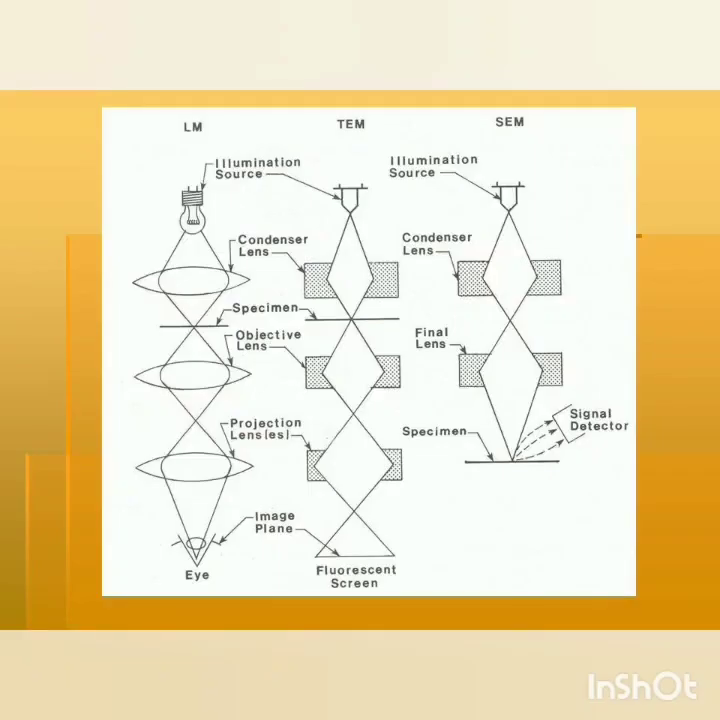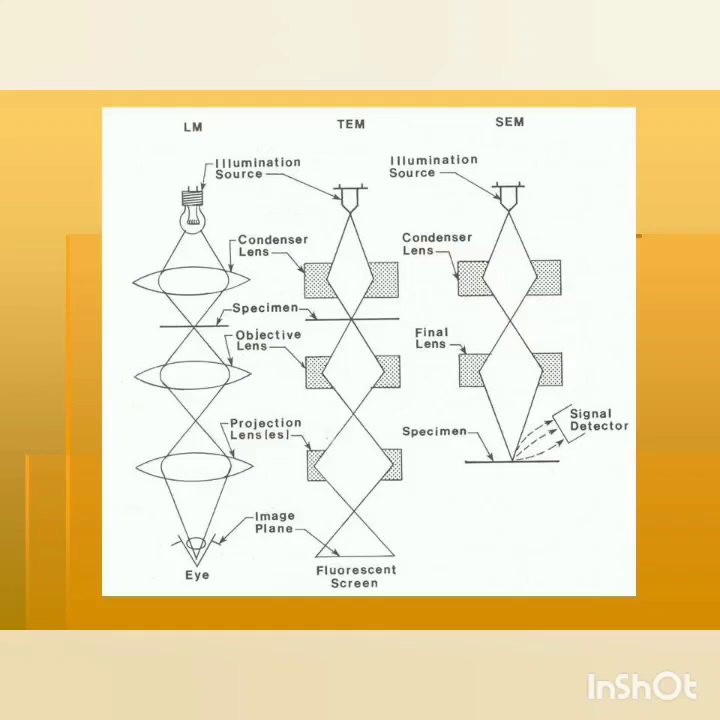This is a representation of the comparison between light microscopy, transmission electron microscopy, and scanning electron microscopy. In light microscopy, the source of illumination is light, whereas in transmission and scanning electron microscopy, the source of illumination is electrons. Because the wavelength of electrons is very low as compared to light, we get a highly resolved image in both scanning and transmission electron microscopes.